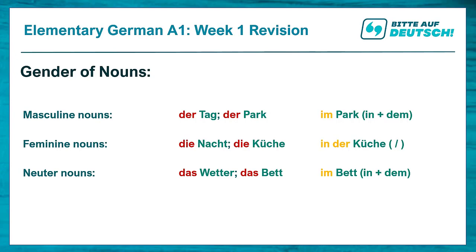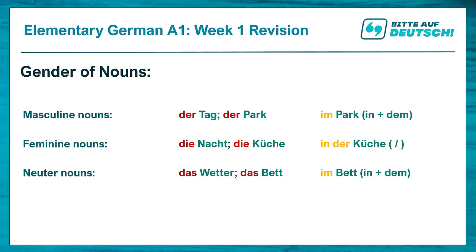In the case of a feminine noun, there is no such contraction, which is why we use the preposition as it is, in, and then the feminine version of the definite article changes from die to der in dative case. So when we want to say in the kitchen, we will say in der Küche.